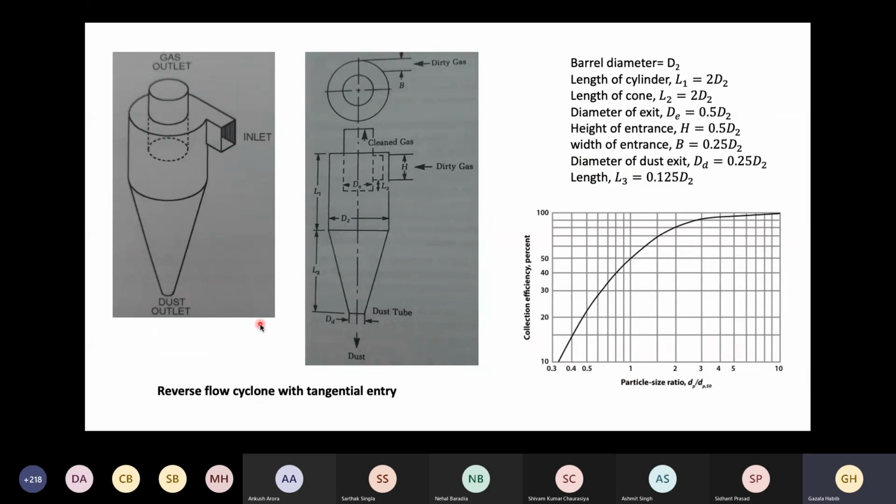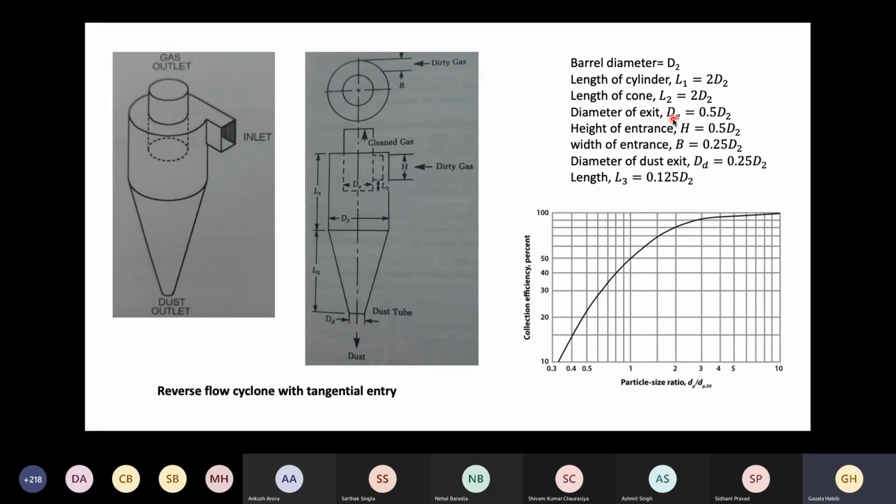In order to design the cyclone, the dimensions are given here. The whole design depends upon the barrel diameter, which is D2, the diameter of the top part of the cyclone, and the DE, which is from where the clean gas comes out. So here all the formulas are given in terms of D2, right? So barrel diameter D2, length of the cylinder is 2 D2, length of the cone, this one, L2, is given by 2 D2, and so on.